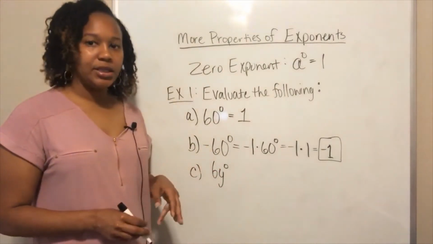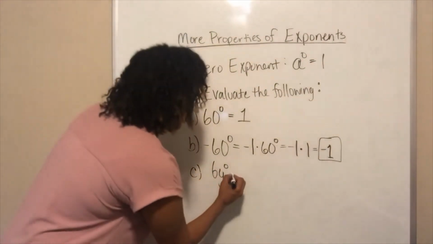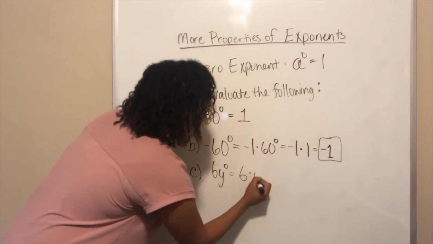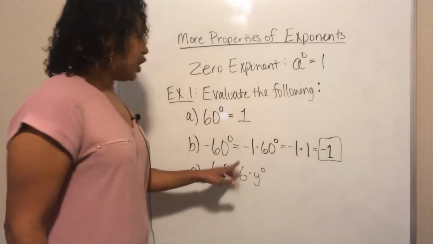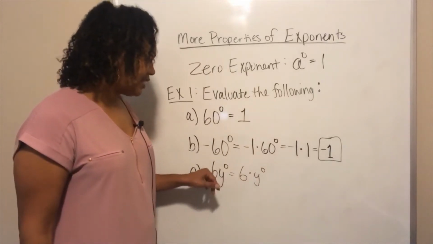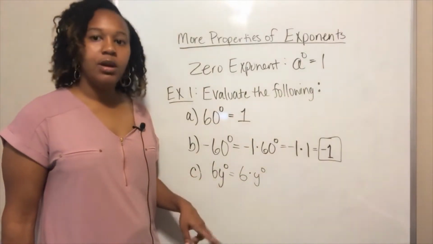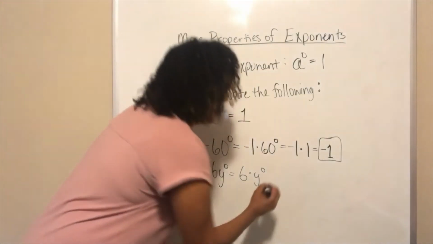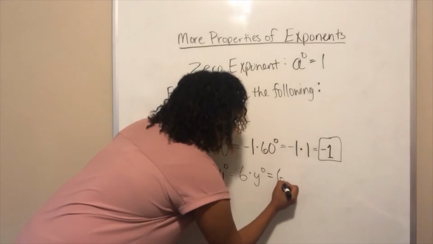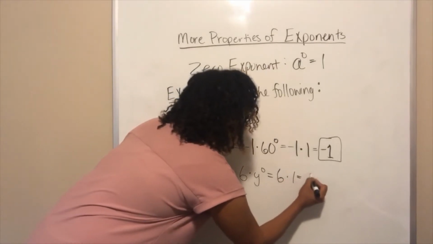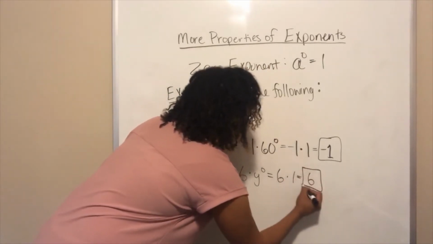Hopefully, that makes sense. All right, now for this one, this is 6 times y to the 0. And the reason I write it like that is because this is not saying raise the 6 and the y to the 0. It's only saying raise the y to the 0. So y to the 0 is 1. So this is the same as saying 6 times 1, which is equal to 6.